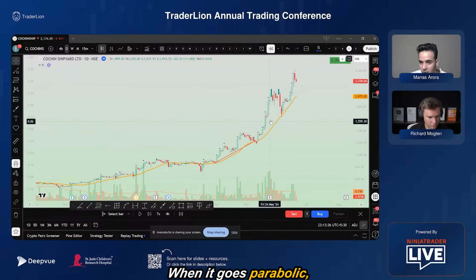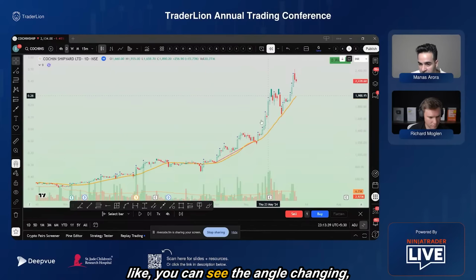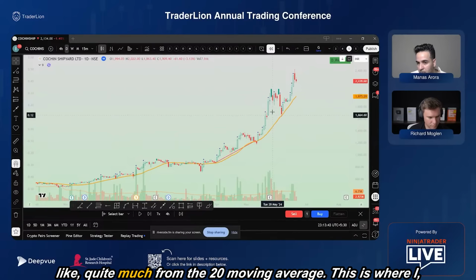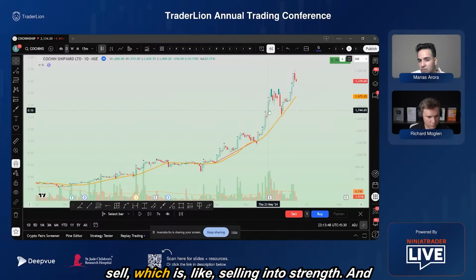When it goes parabolic, you can see the angle changing, and the distance is also quite much from the 20 moving average. This is where I sell, which is like selling into strength.